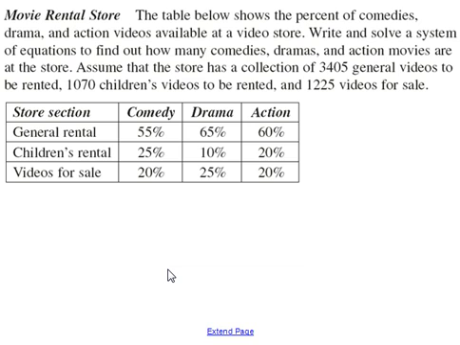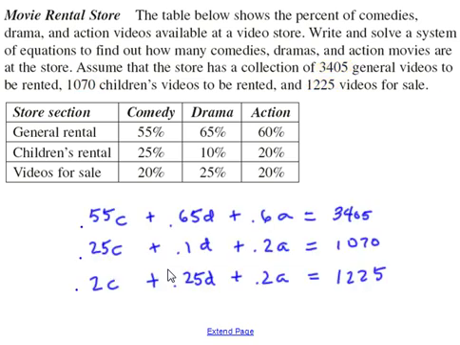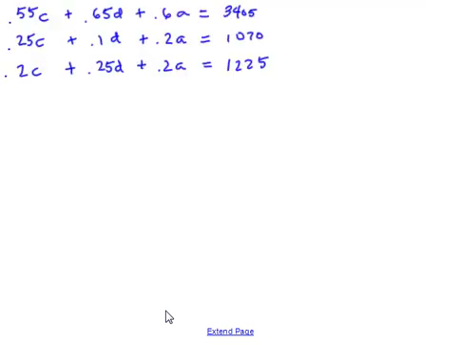Okay, I'm going to assume that you've reminded yourself, and we said in class that we needed these three totals, the totals for how many videos were sold in each of the three store sections: general, rentals, children's, and videos for sale. We put that together with the percentages sold of each different type of movie, comedy, drama, and action, and we came up with three equations, and these are those three equations. So now we have literally a 3x3 system of equations, three variables, comedies, drama, and action, and three different equations.